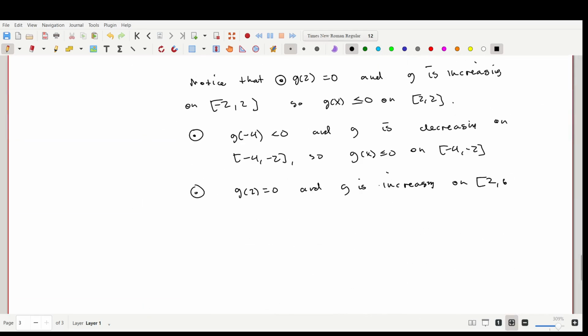I'll show you what they actually want you to say, but this is kind of annoying. This is how you need to justify it. Increasing on 2 to 6, so g of x is greater than 0 on 2 to 6. I'm not only showing where it's negative, I'm showing where everywhere else is positive. And then we also have g of 6 is 0, and g is decreasing.